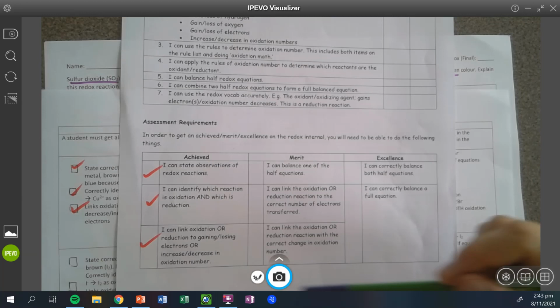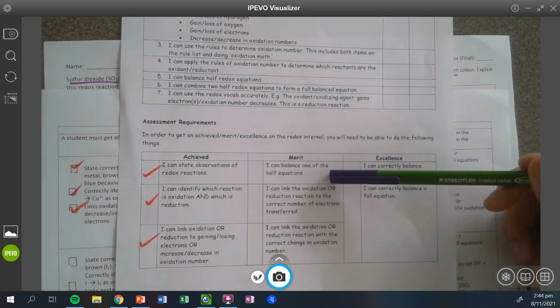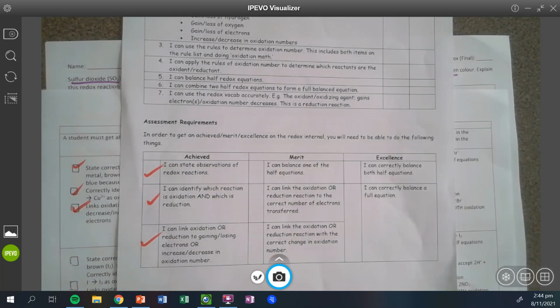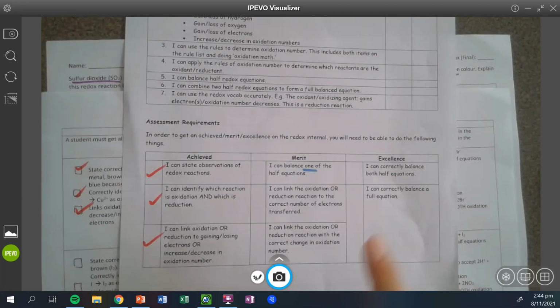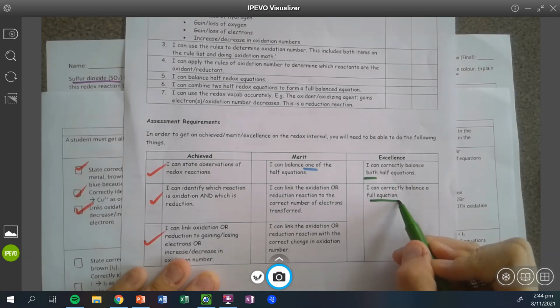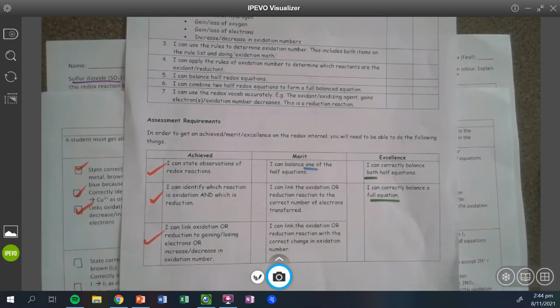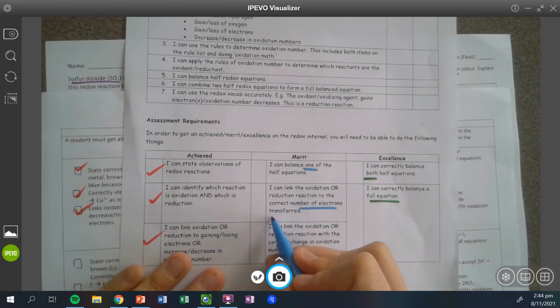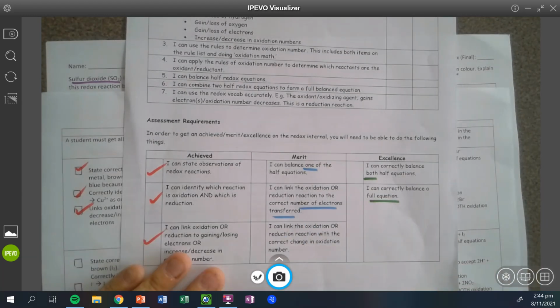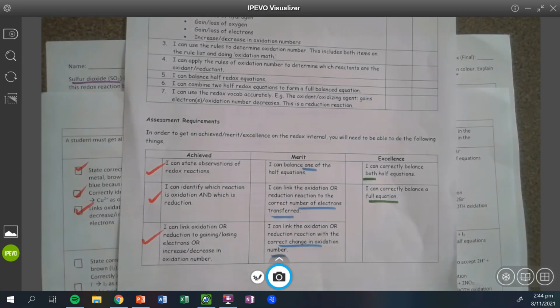So when we're looking at this kind of checklist here, actually I might show you guys the resource sheet first. When we're looking at this bit here, merit is being able to do half equations, and you only need to do one of them. Whereas excellence is both of the half equations and the full equation. So it's just a little small step up to get to the excellence. The biggest jump is from achieved to merit. The other thing you need to do for the merit is linking with more detail. So giving me specific number of electron transfers, giving me specific change in oxidation numbers.